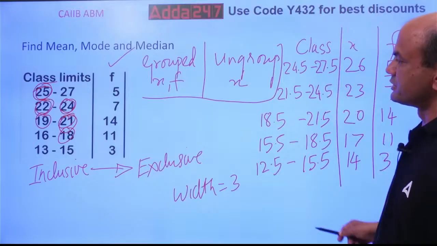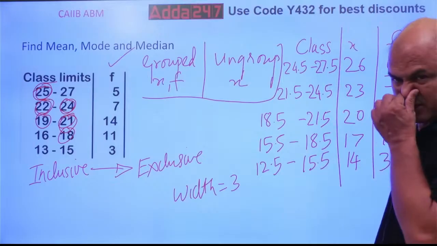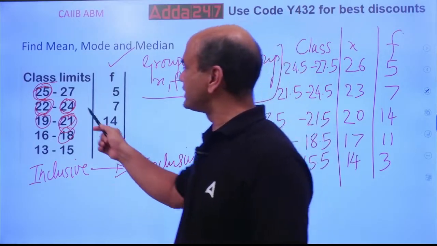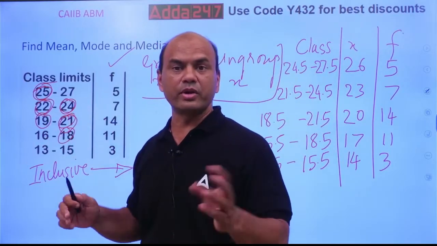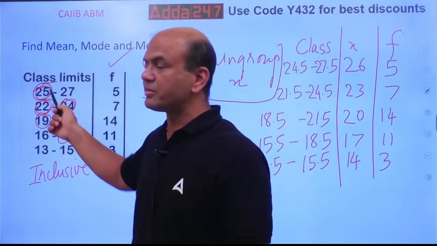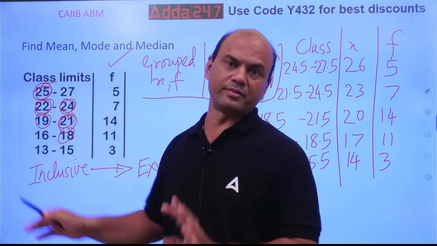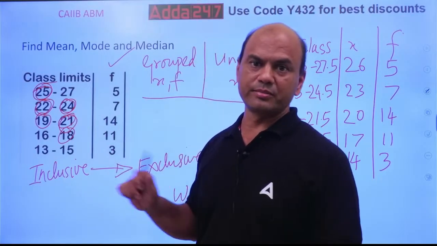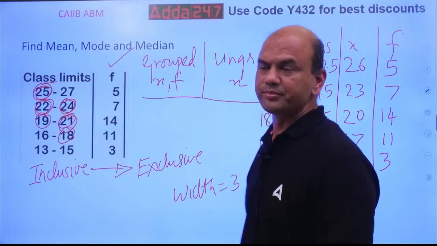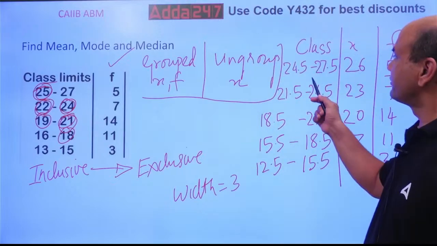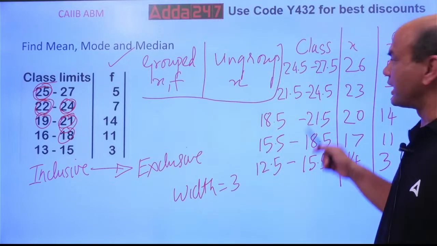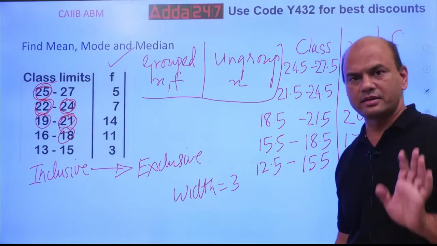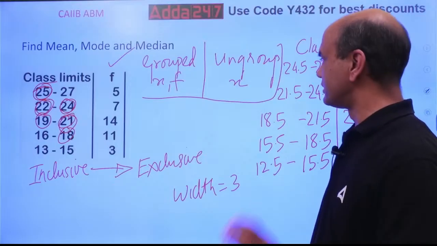So convert it to exclusive. 0.5 here, 0.5 there. Okay. Now it's not always 0.5. See here, the difference is 1 over here. That's why we have taken 0.5, 0.5. If this difference would have been 2, then you would have taken 1, 1. Whatever the difference divided by 2, that much you have to take this side and that side. Okay. So now, write this exclusive group, write the X, write the F. And then start solving this mean, mode and median.